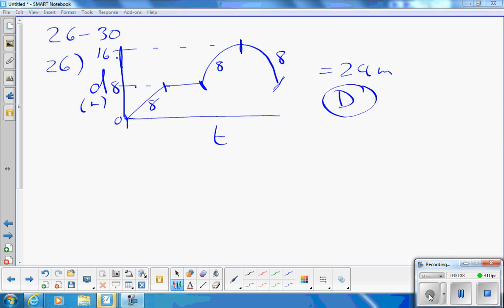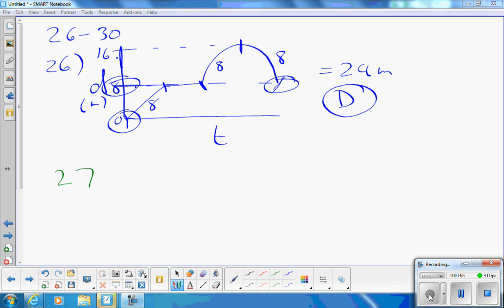If they had said what was the total displacement after 10 seconds, the correct answer would have been 8 meters, because that would just be the straight line from start to finish at the 8-meter mark. But they asked for distance. You got to add them all up.